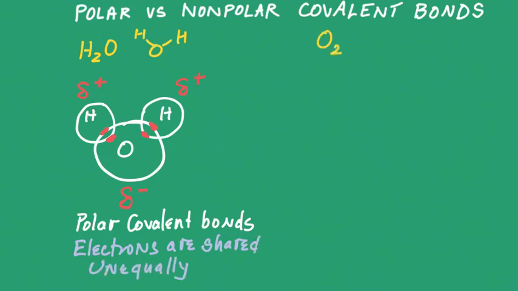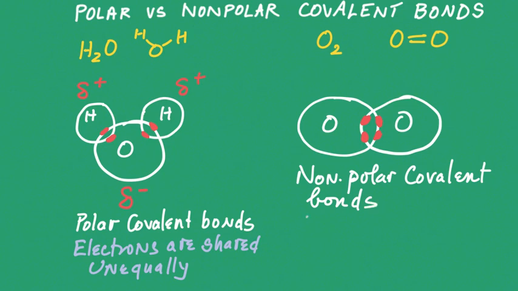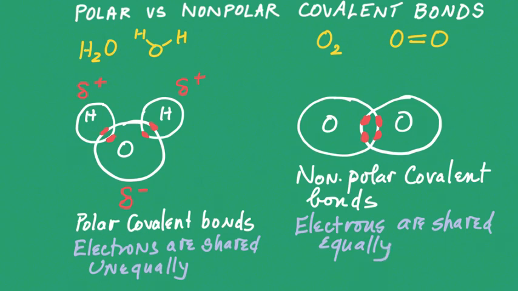Let's compare this to a nonpolar covalent bond. We just saw a double bond between oxygen atoms, and here both oxygen atoms are equal in size and they share the electrons equally. In nonpolar covalent bonds, there is no charge in the opposite ends of the molecule and the electrons are shared equally. It's because the electrons are shared equally that you don't have the charges in the different parts of the molecule.